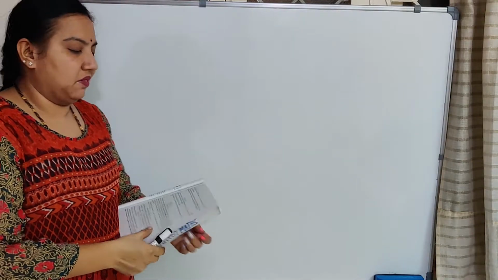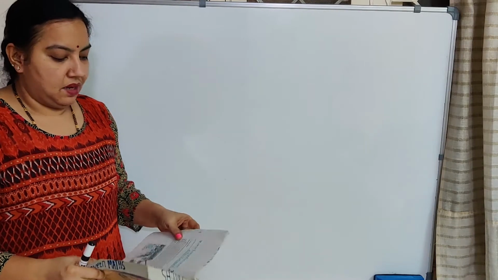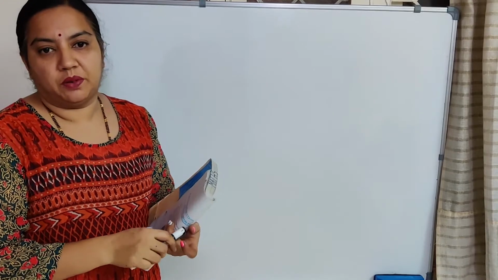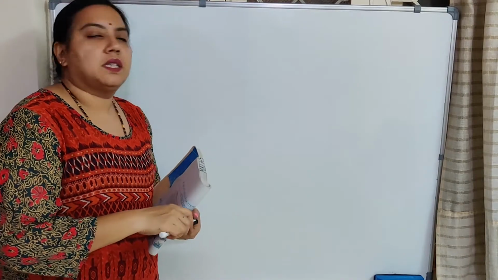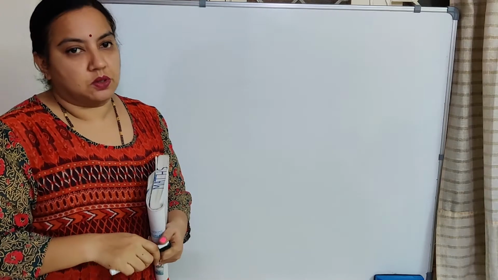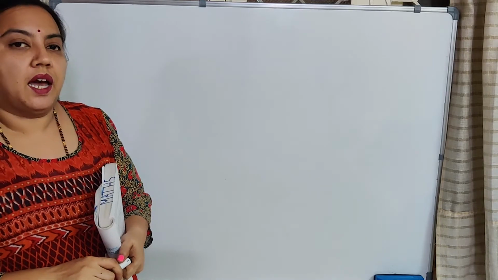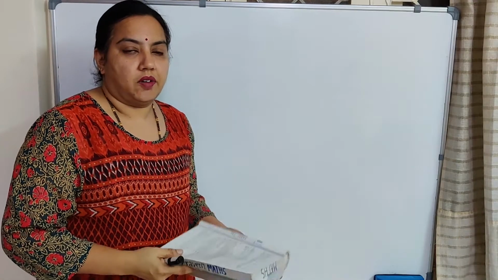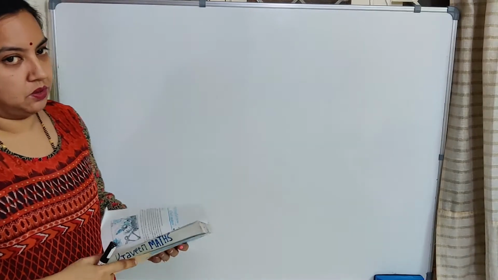Everyone, today we will start with our new lesson, pair of linear equations in two variables. But I think you all will know what a linear equation is. Just to recap, when you make an equation with two variables, x and y, and it represents a line, then it is called a linear equation in two variables.